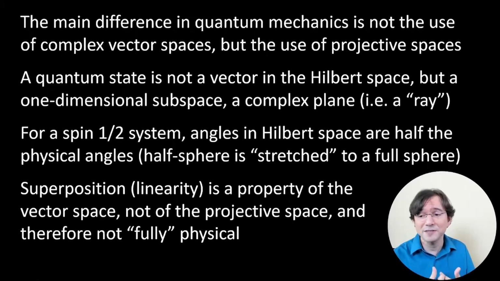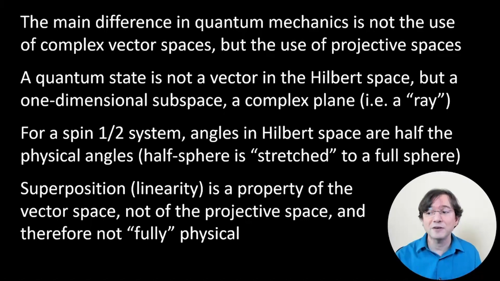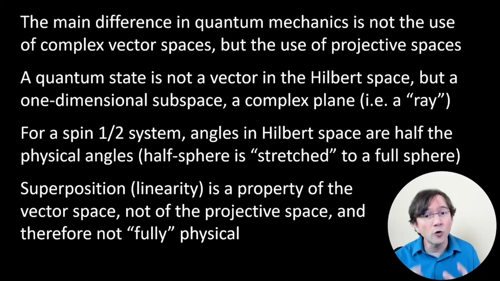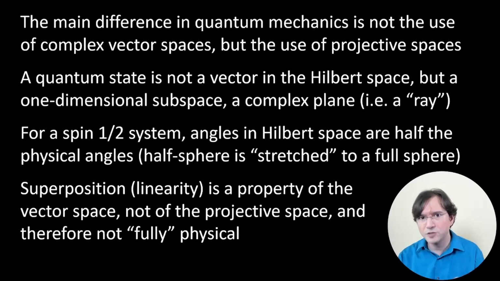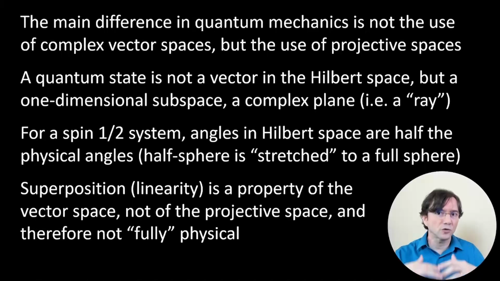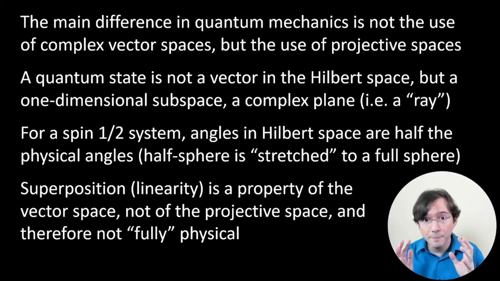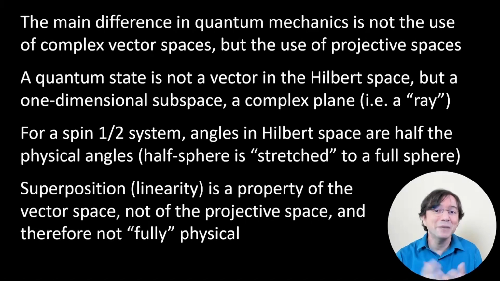And then the other thing that I think is important is that the superposition, the linearity, is a property of the vector space representation, not of the projective space, and therefore it's not fully physical. You shouldn't think of this linear superposition as something that is completely doing the physical work, right? There is something about it that is physical, of course, because the representation can exist, and it's convenient for doing calculation. It's convenient also to get an understanding of how the math works, but be careful in assigning too much physical meaning to it, because that's where you're going to get into trouble.